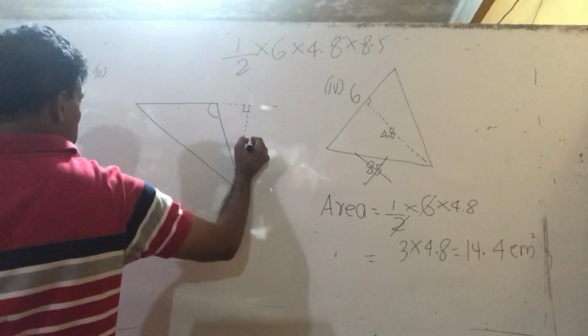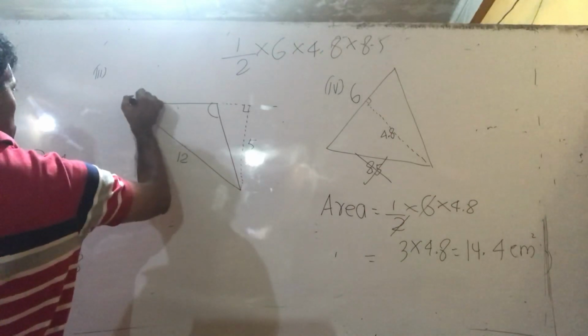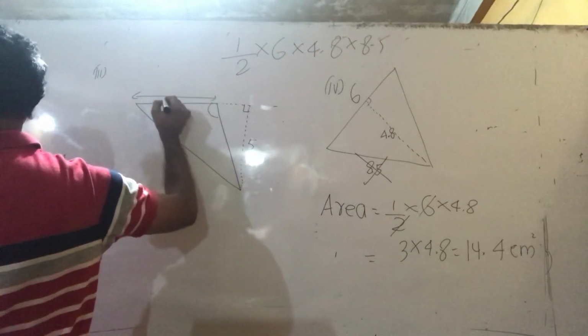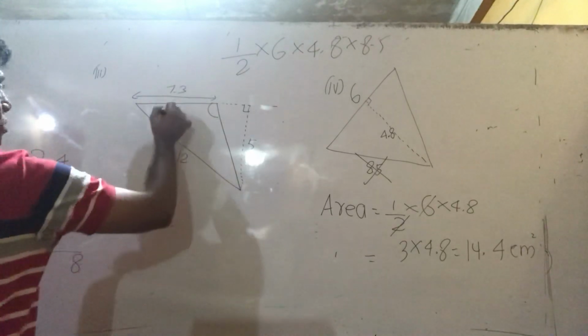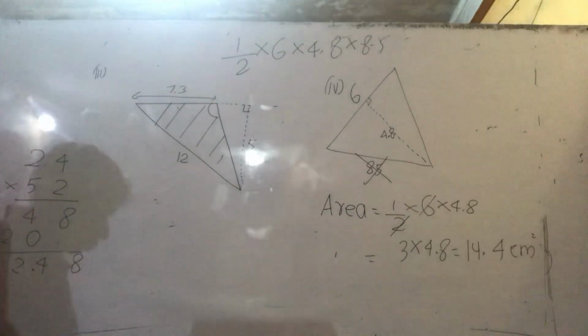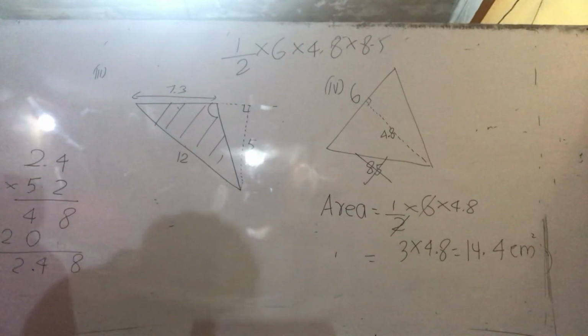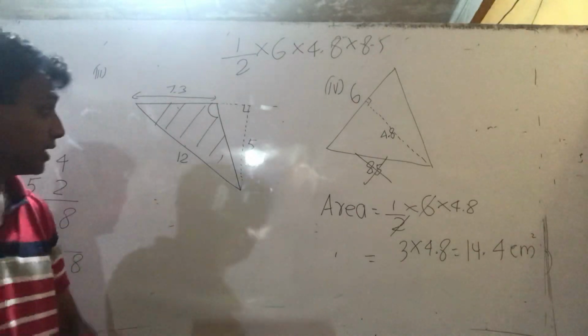That is 5. This is 12. This part is shown as 7.3. So the problem is to find this area. That is an obtuse angle triangle. So could you calculate that answer? Try how to work out that area.